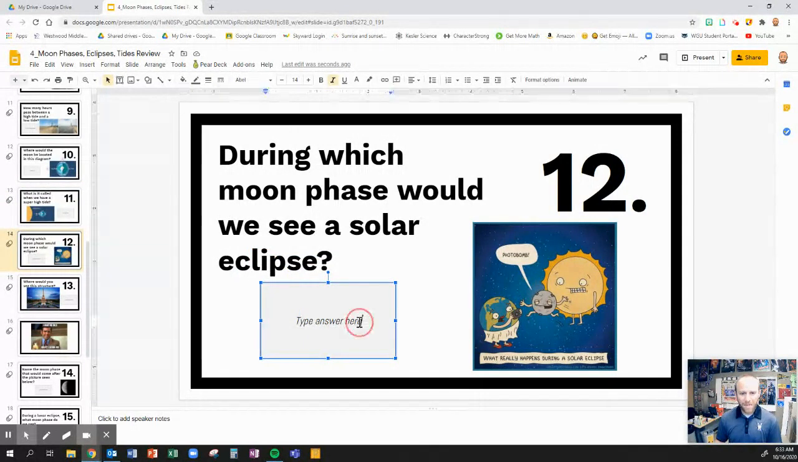During which moon phase would we see a solar eclipse? That is when the moon is in the middle of the sun and the Earth. We see a new moon.